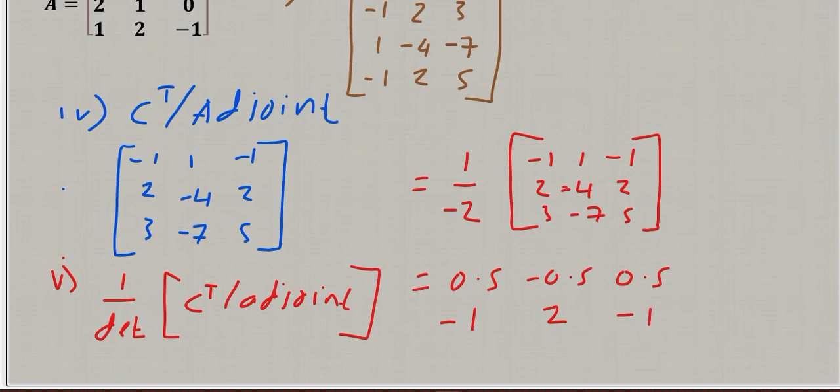So negative 1. Now I go to the third row, negative a half times 3, which is negative 1.5. Then we go to the other one, which is negative a half times negative 7, which is 3.5. Then negative a half times 5, which is negative 2.5. So finally, this is your inverse, right? This is your inverse for our matrix right there.